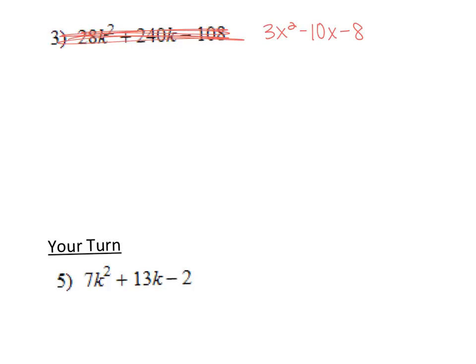Well, I'm going to multiply my a and c. So I have 3 times negative 8, which is going to give you negative 24. Now let's write out the second step. I did my first step, which was multiplying. Second step, I'm going to write out all my factors.